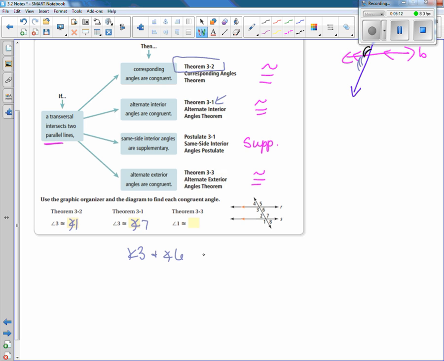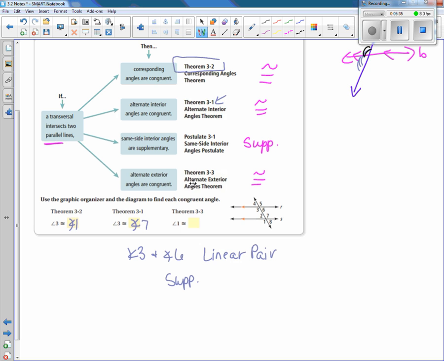They would be supplementary because they are what? They are a linear pair, right? Because they are adjacent angles on the same line. Do you see that? Which would make them, you guys are correct, supplementary. Okay? The last question asks us to look at Theorem 3.3.